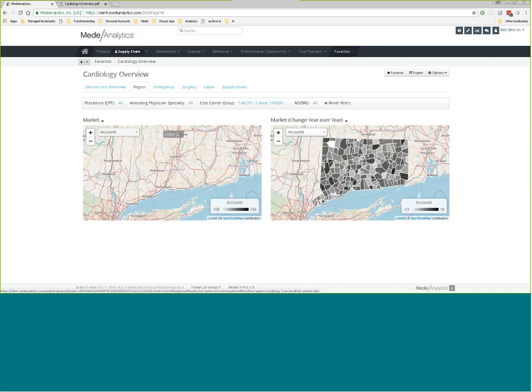We can look at our performance within our region. So here's our market view. Again, this is our development data, so it's a very clean block of zip codes. We can also look at the change over time. Where are we growing? Where are we shrinking? Perhaps a competitor is stealing our volume for this particular service line or particular DRG.